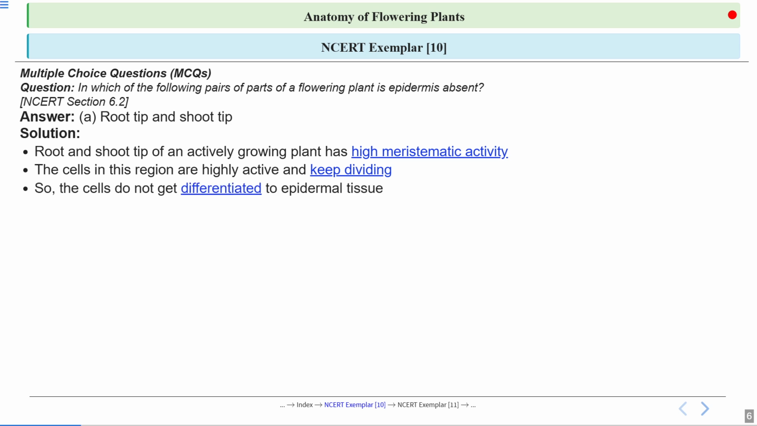So the cells do not get differentiated to the epidermal tissue, because this is a type of tissue system, right? Here the cells do not get differentiated to form the epidermal tissue. So epidermis is absent in the root and shoot tip.